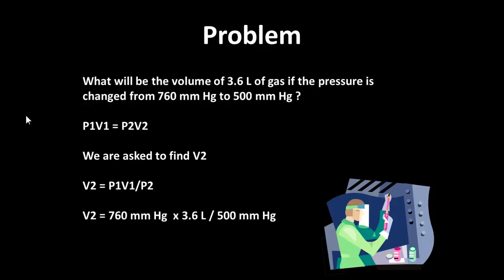So let's plug in what we've got, and we find that V2 is equal to 760 millimeters of mercury multiplied by 3.6 litres divided by 500 millimeters of mercury. The millimeters of mercury will cancel each other out as units, leaving litres as the units for the answer. We do our bit of maths and we find it comes to 5.47 litres.